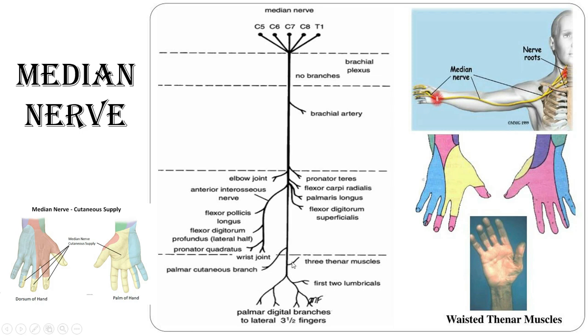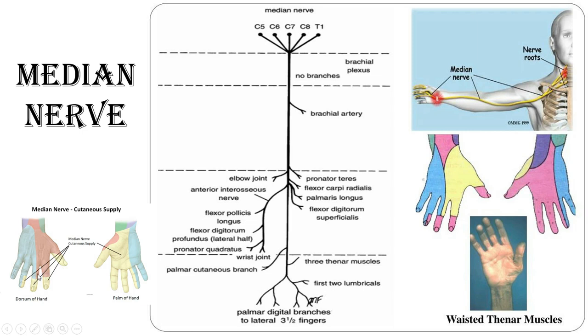And after entering the hand, the first three muscles in the thenar group are supplied by the median nerve. Then the first 2 lumbricals, 1 and 2 lumbricals, are supplied by the median nerve. Then it will give some palmar digital branches up to three and a half fingers. This is the dorsal aspect and this is the ventral aspect, three and a half.